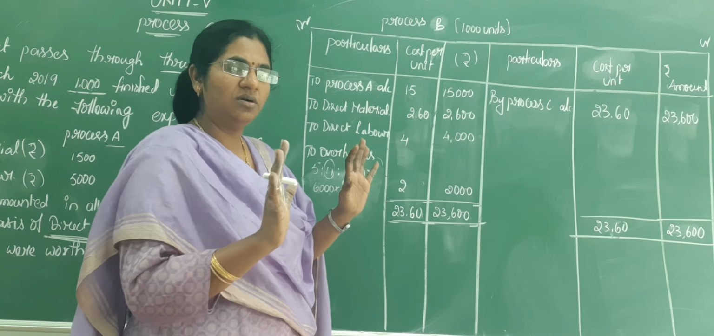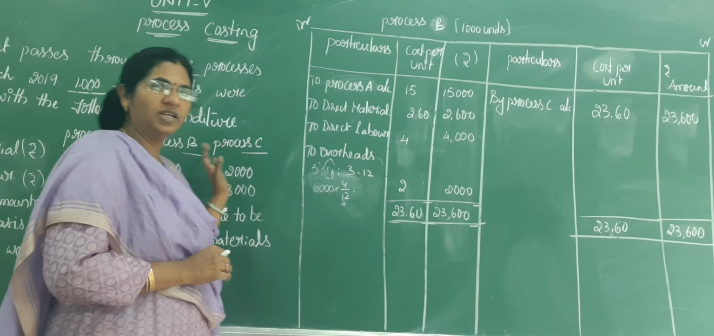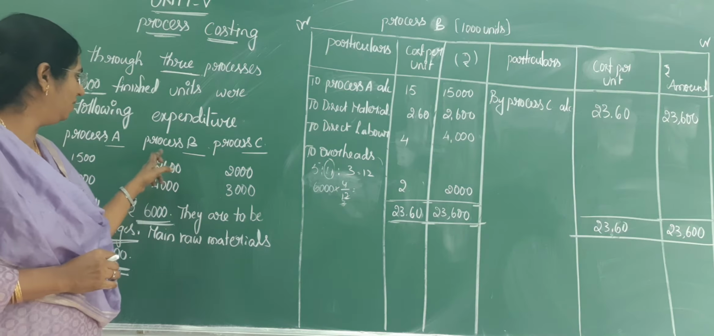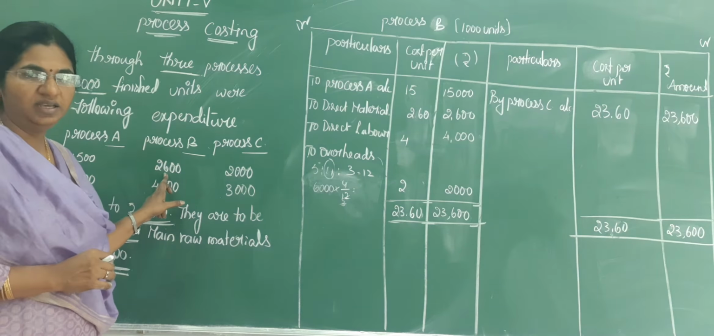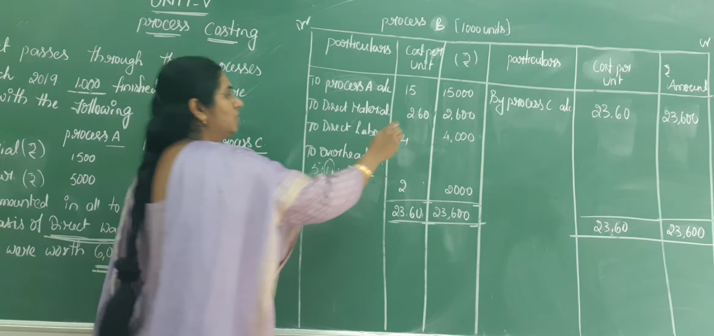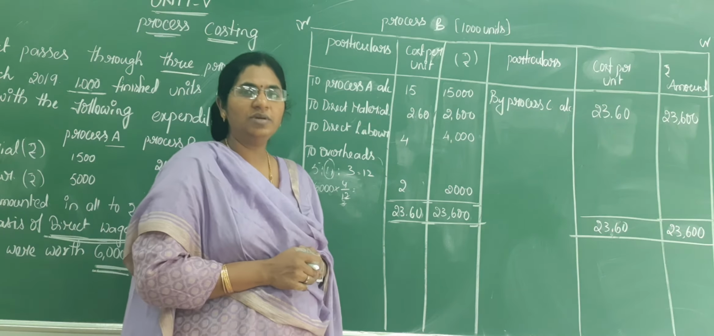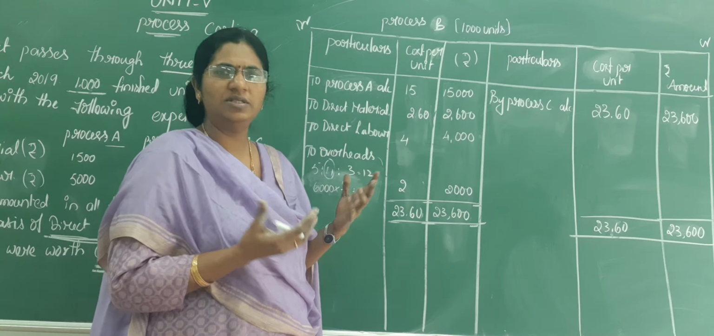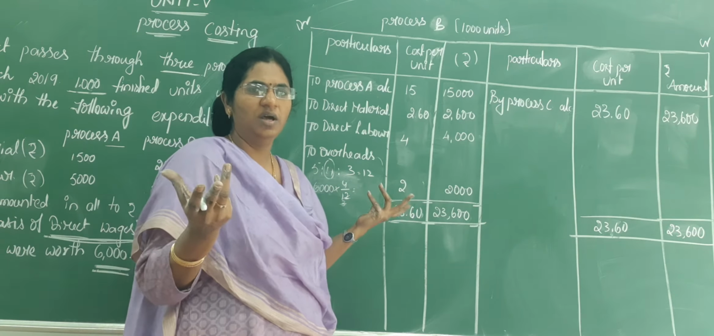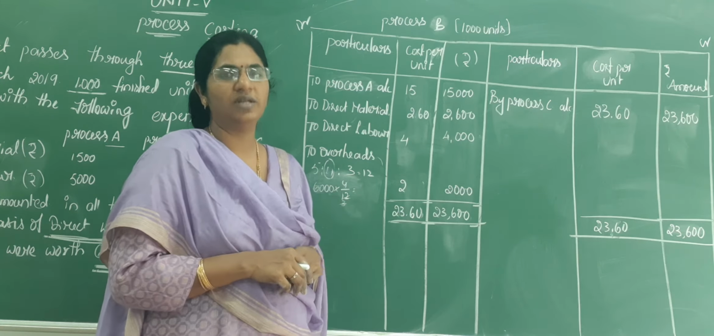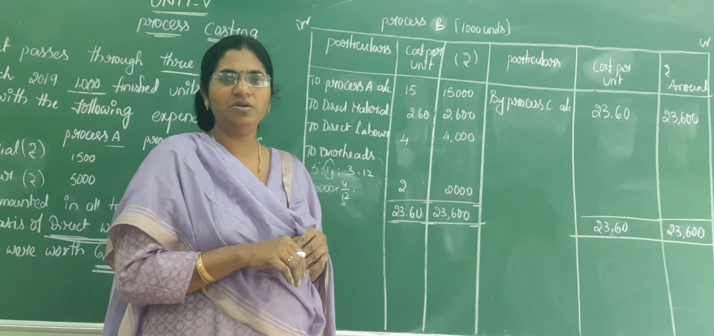Now we need to write the actual amounts, the expenditures given. For process B, the total expenditure for direct material is 2,600. Now how do we get the per unit cost? Very simple logic, we are not doing anything. So the total amount of direct raw material is 2,600, and this total amount of 2,600 is for how many units?